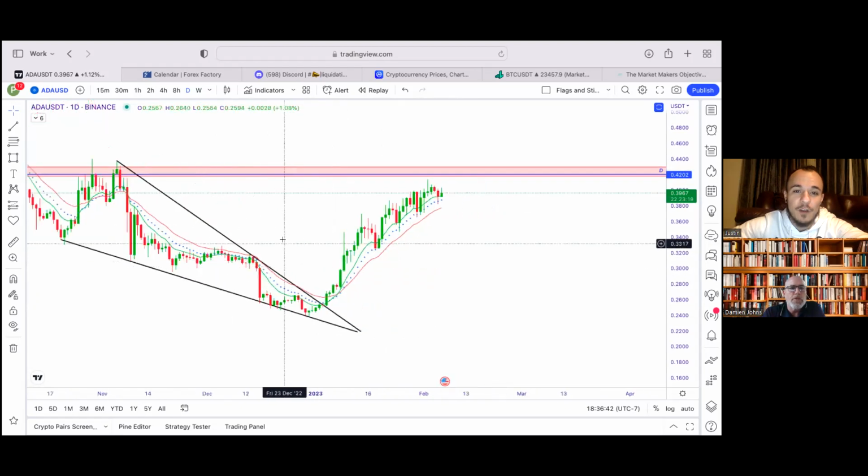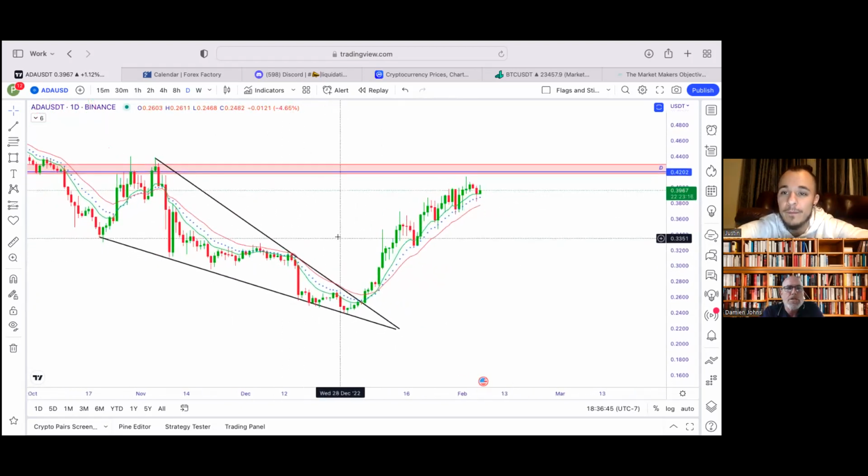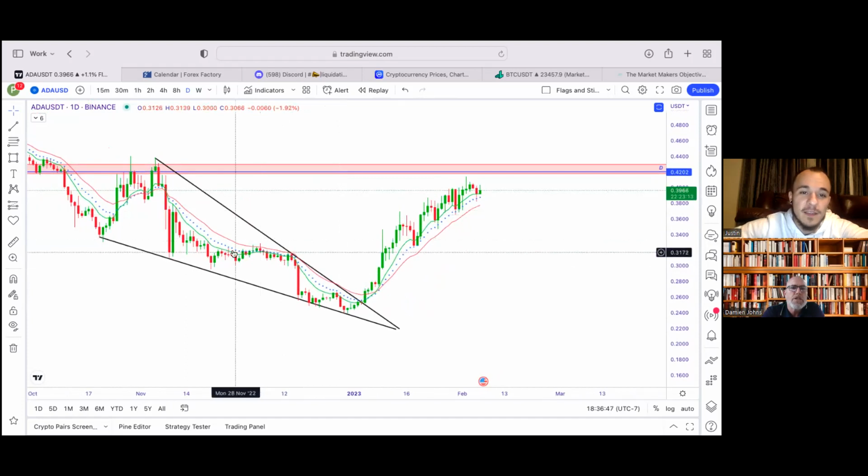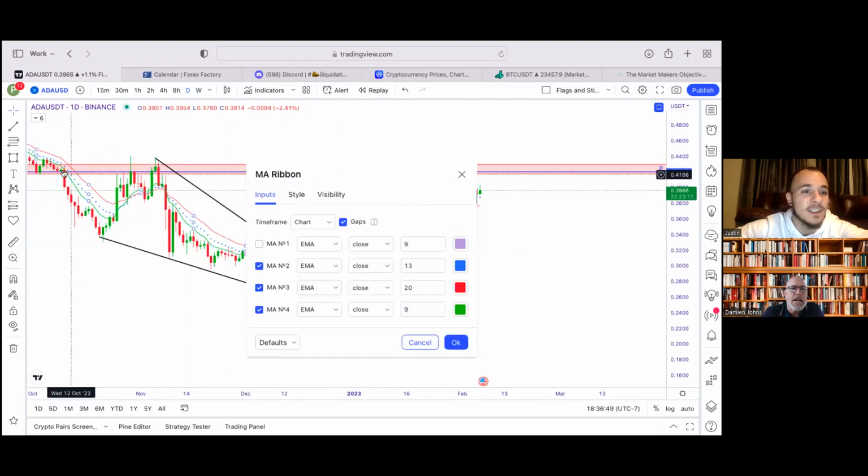Just before we get started, can you show us your settings on the EMA that you have, so we can get access to that? Definitely.